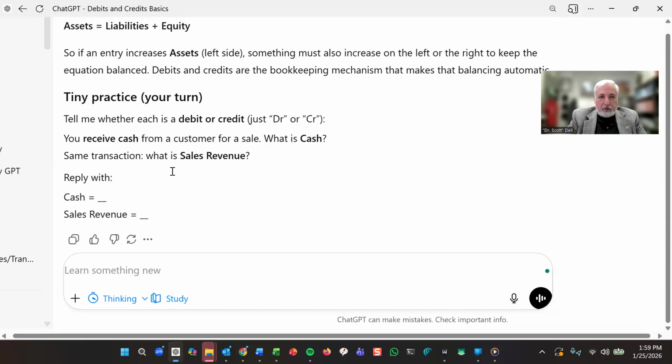Okay, tiny practice. Tell me whether each is debit or credit. So it's going to test you. The nice thing about study and learn mode, it's a Socratic method. It typically will not give you a direct answer. You can put a homework problem in there and it'll say, let's talk about it. Let's work it out together.